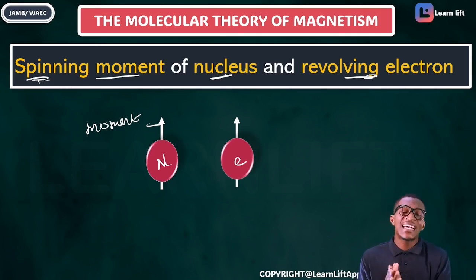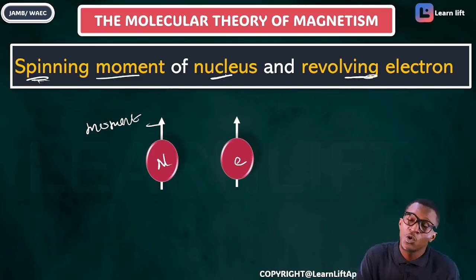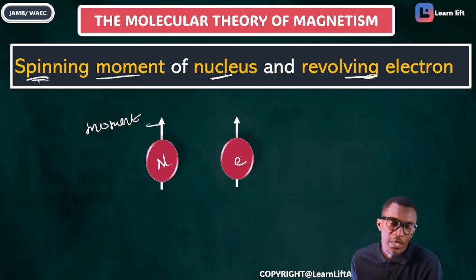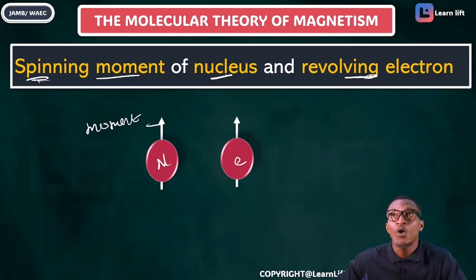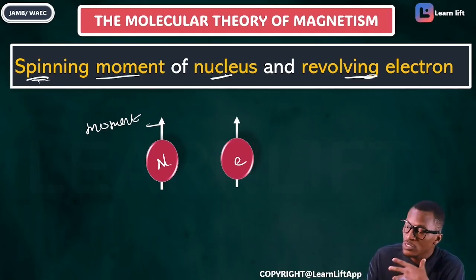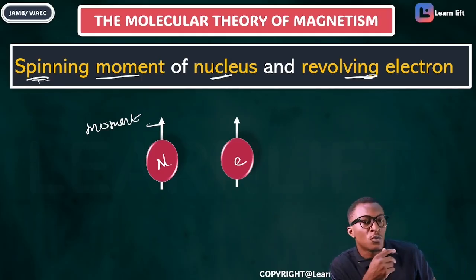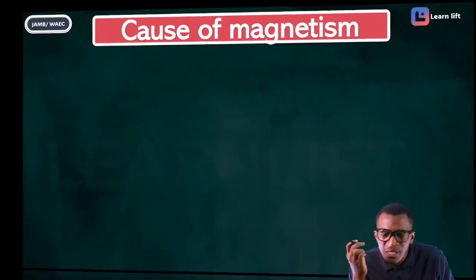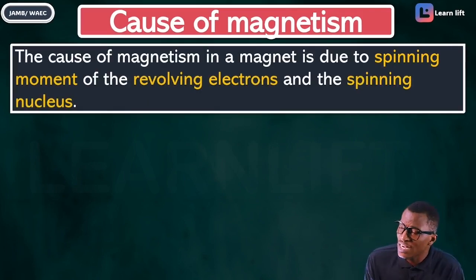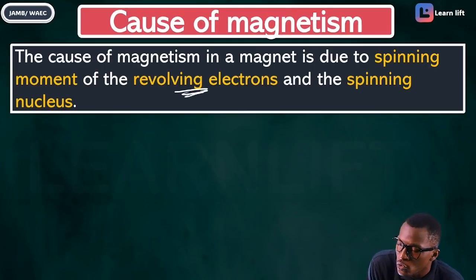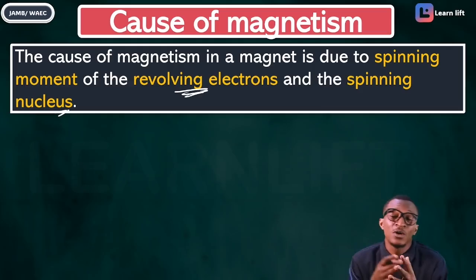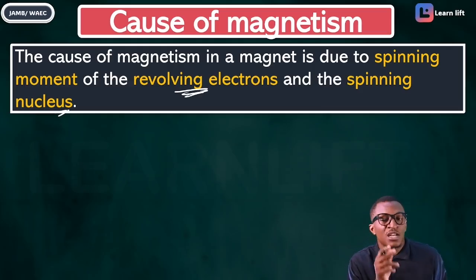So it now depends, are they going to align to a magnetic field or not? The first property that causes magnetism is that they have atomic structure, and all elements have atomic structure. Number two, now we'll talk about the alignment. I've shown you how they look. Now, what is the cause of magnetism? The cause of magnetism is due to the spinning moment of revolving electron and spinning nucleus.